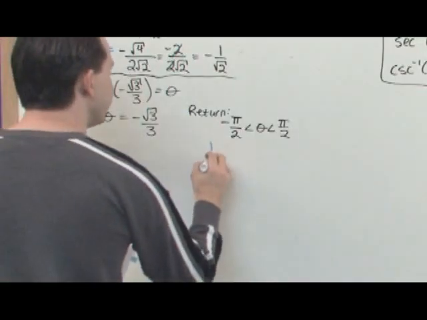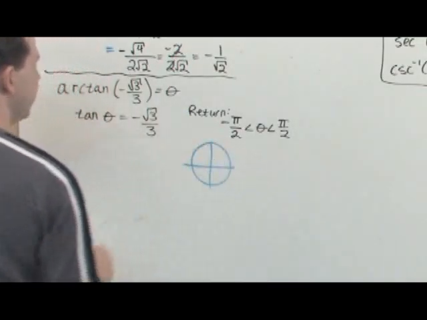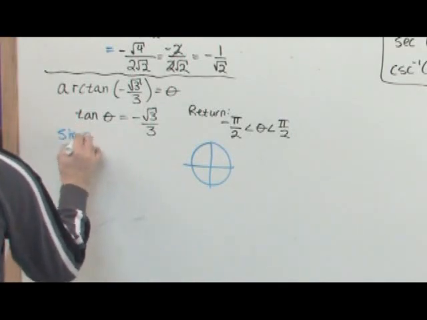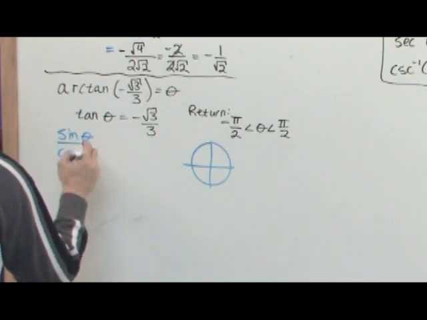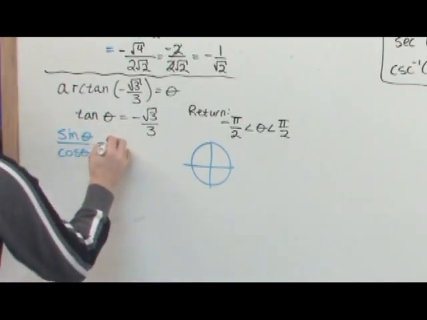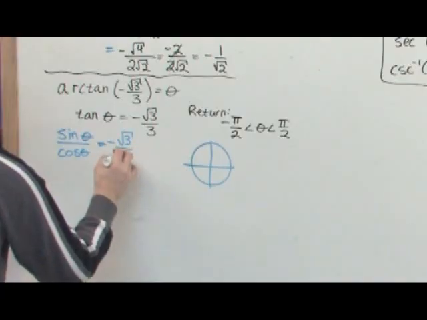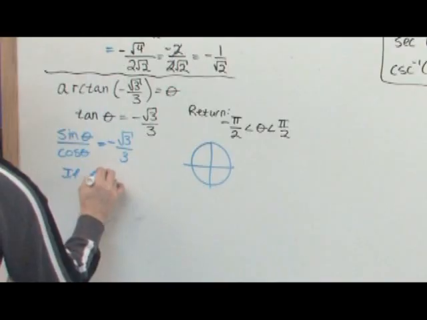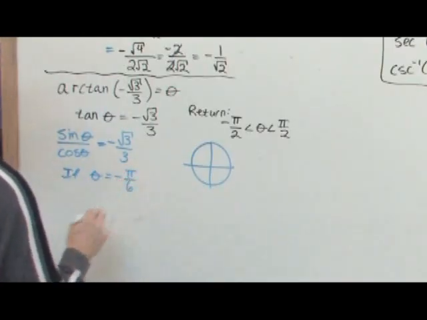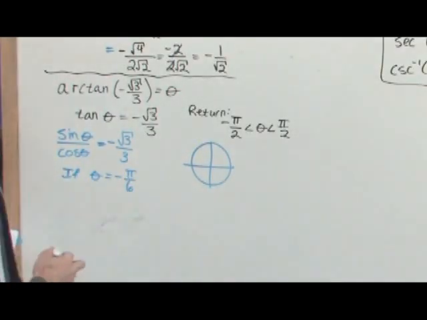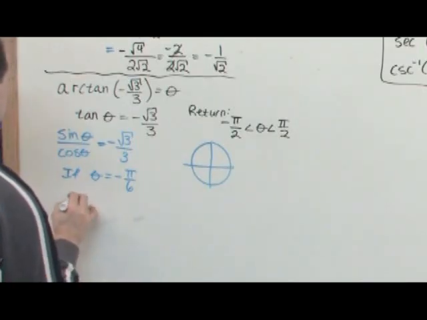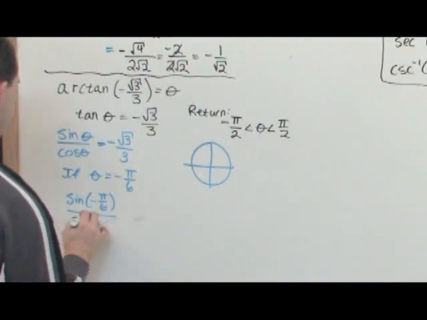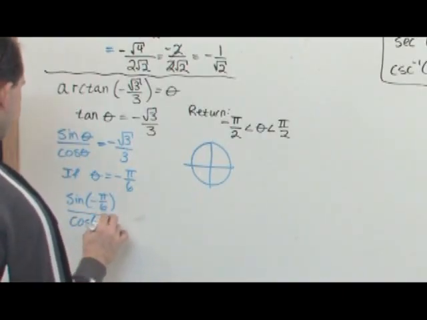Okay? So I like to draw a unit circle all of the time, just makes me feel better. And tangent, don't forget, is just the sine of theta over the cosine of theta. I always like to break up my tangents like this because it helps me find the answer. Negative square root of 3 over 3. So what happens if I pick an angle, let's say theta is equal to negative pi over 6? Let's see what happens. Well, then I would have sine of negative pi over 6 over the cosine of negative pi over 6.